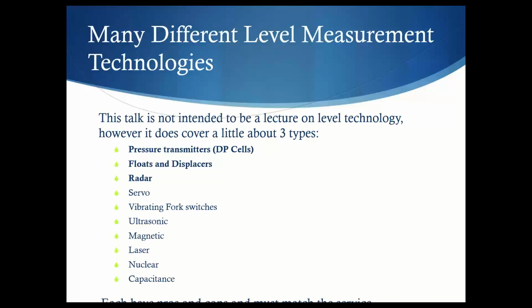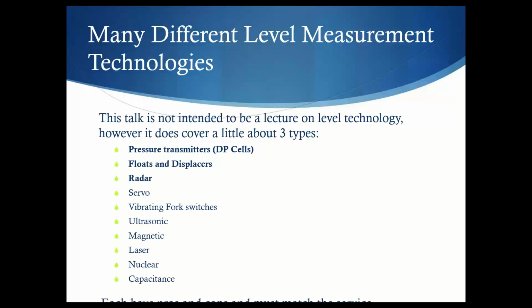So the other thing to mention, there's all sorts of different ways of measuring level, and I'm only really going to talk about 3 of those things today. So the DP cells are quite common on hydrocarbon facilities and refineries in particular. Pressure transmitters is what they use to measure the level or infer the level from a DP cell.